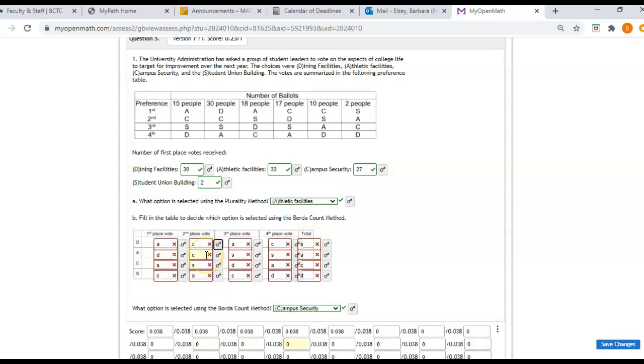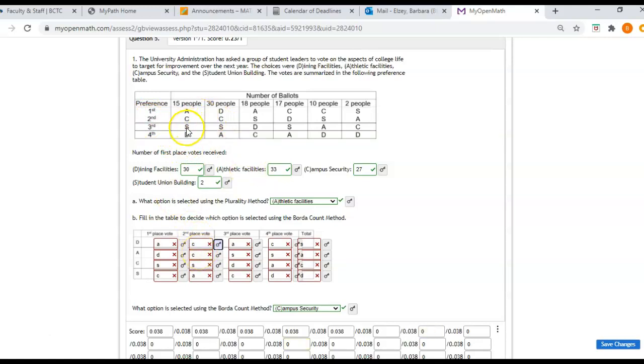Now, for all the rest of the boxes, we're going to do the same thing we did for D. So for A, you will go through first and find its first place votes. So notice A has 15 here and 18 here. So 33 first place votes. Multiply it times 4 points. And then go through the second row. Find, there's just 2. 2 times 3, there'll just be 6 points in this box.